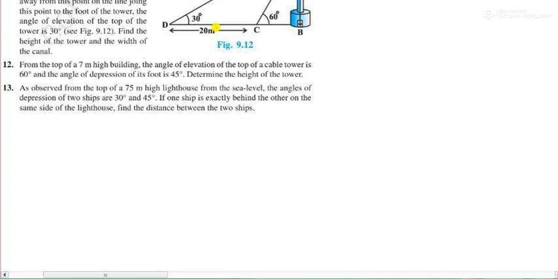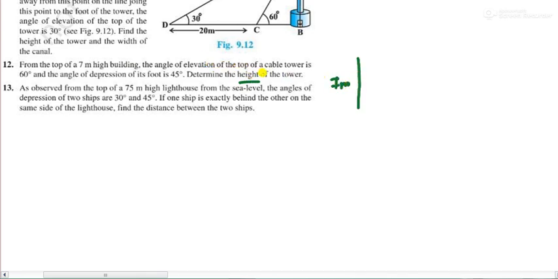Okay, so moving to our question number 12 now. What is given here? If you see, they have given that from the top of a 7-meter high building, the angle of elevation of the top of a cable tower is 60° and the angle of depression of its foot is 45. Determine the height of tower. Okay, so see, from the top of a 7-meter high building, there is a building like this which is 7-meter high. Okay, this is building.